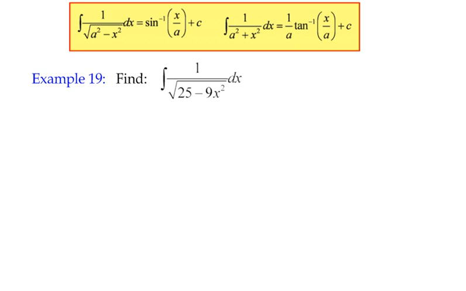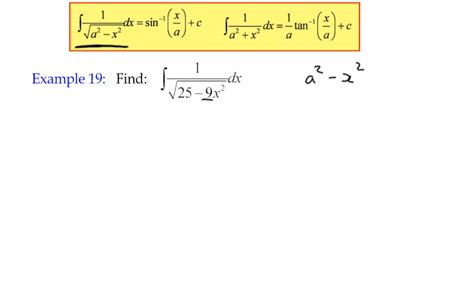So in example 19, find the integral of 1 over root 25 minus 9x squared dx. Clearly, it's looking like the form of inverse sine x. So we're going to tackle that. What we want to do, as we have been in the past few, is arrange our denominator in the form of a constant squared term minus a unitary x squared term. So clearly we don't have that. We've got a 9x squared.